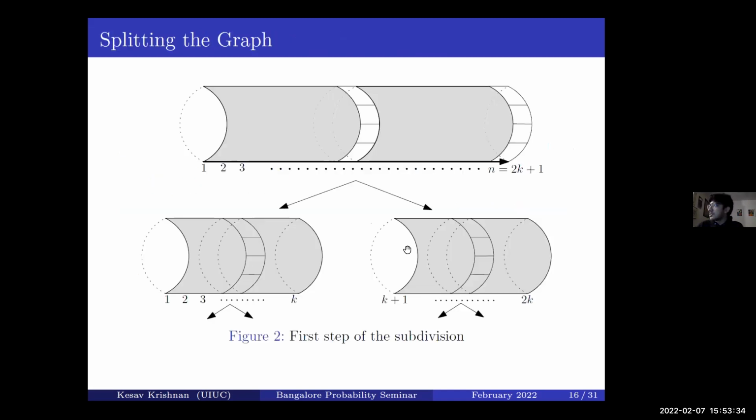So this is the sort of subdivision that we'd be looking at. You take a central layer of edges and then you discard them and you look at the error that's acquired at the partition function level. And then you iteratively continue this process.